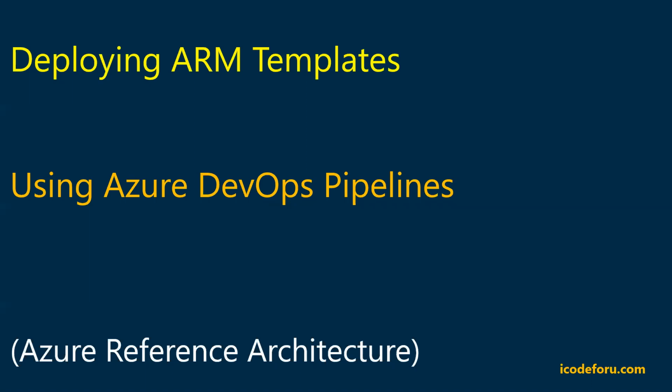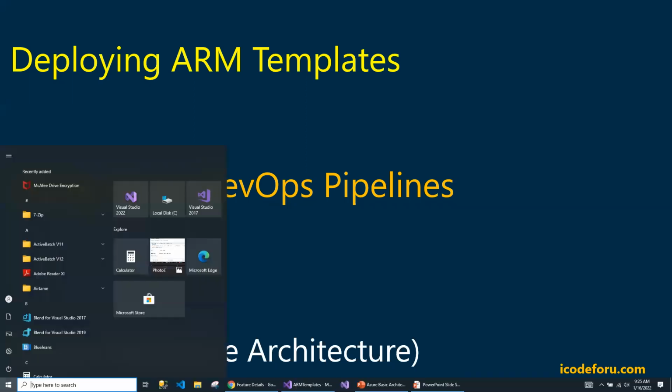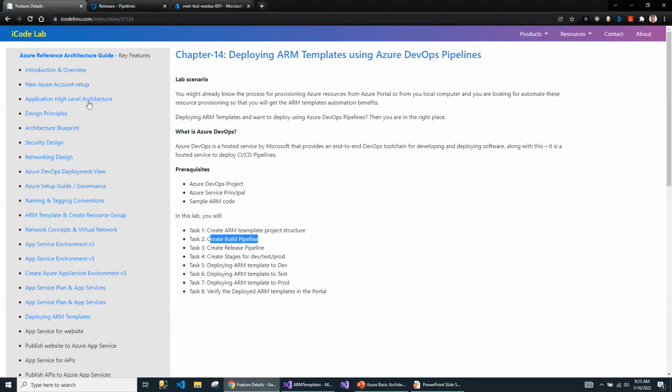In this episode, we are going to focus on deploying the RM templates using the Azure DevOps pipeline. Normally, I'm assuming that you already know how to create the Azure resources using the Azure portal, or using the Azure PowerShell scripts or the RM templates from the local host. But let's take a look at what the agenda is for this episode.